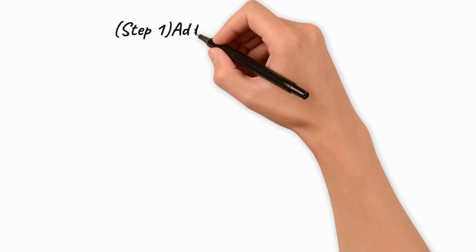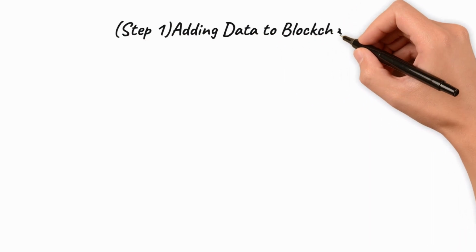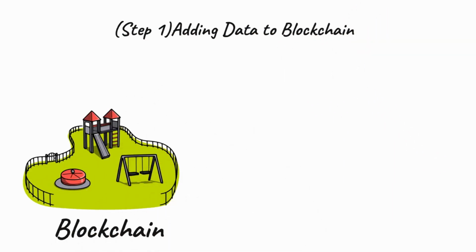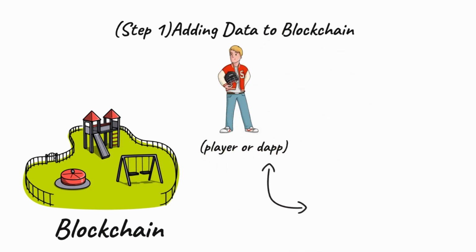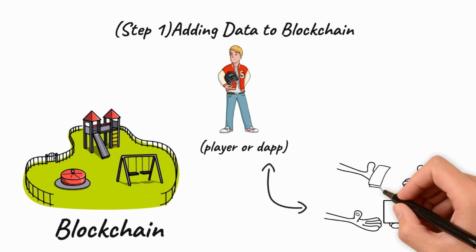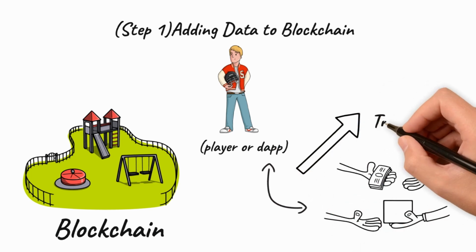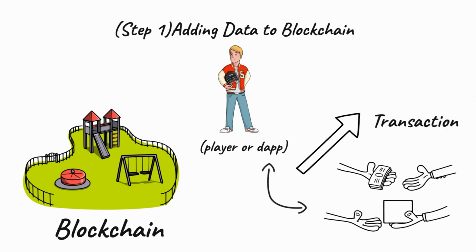Step 1. Adding data to blockchain. When someone in a playground, let's call them a player or a dApp, does something like buying or selling a digital asset, they do it through a special process called a transaction on blockchain.